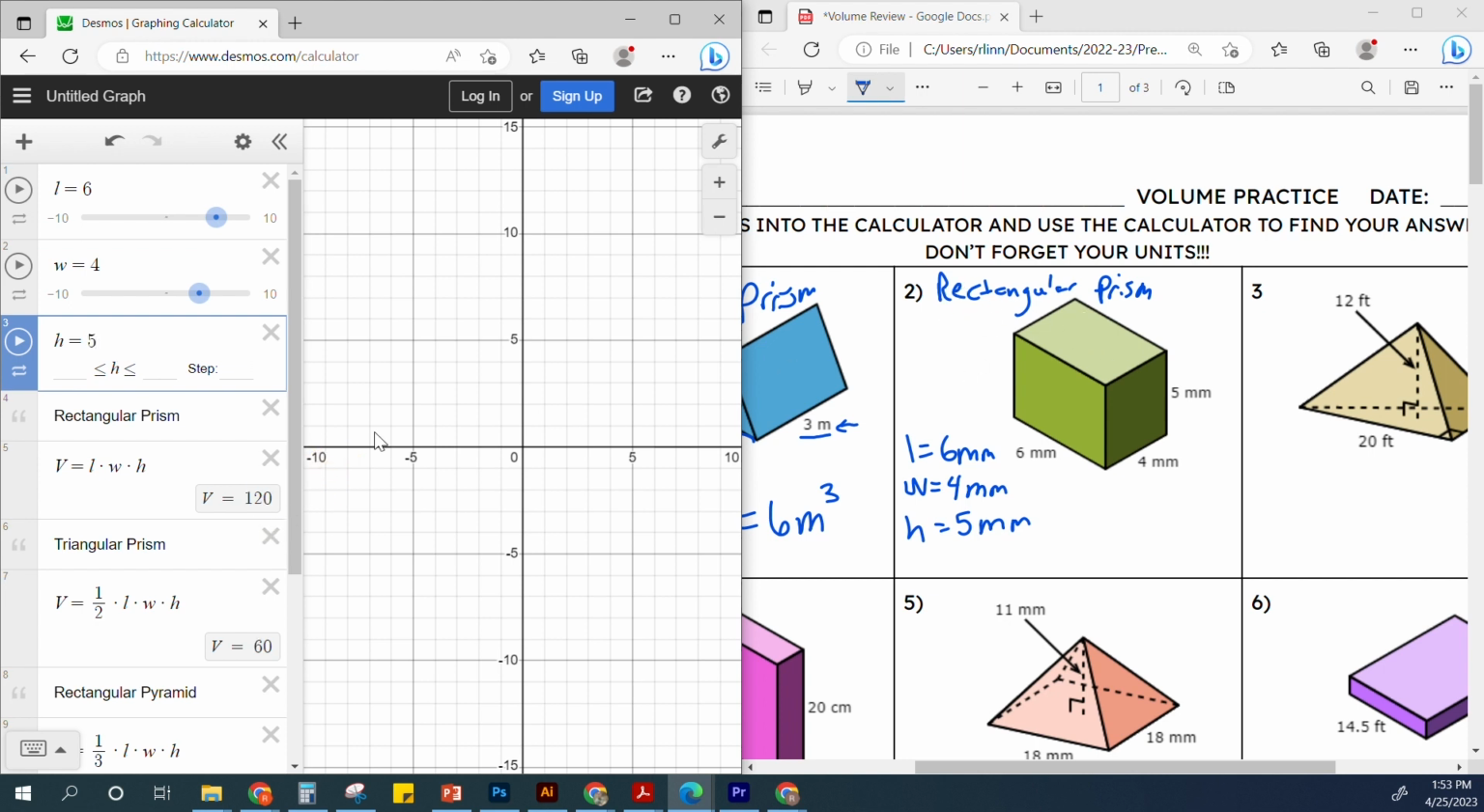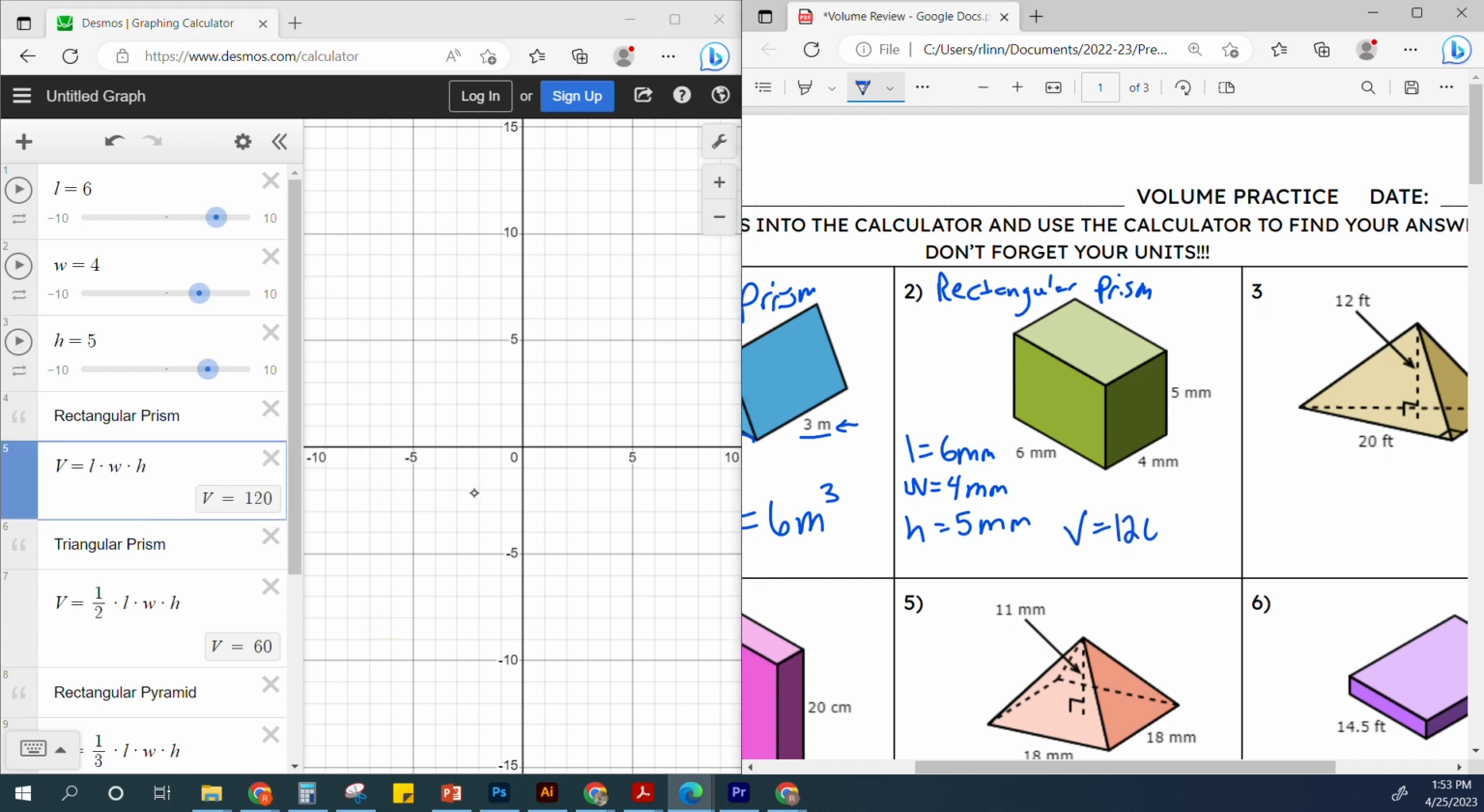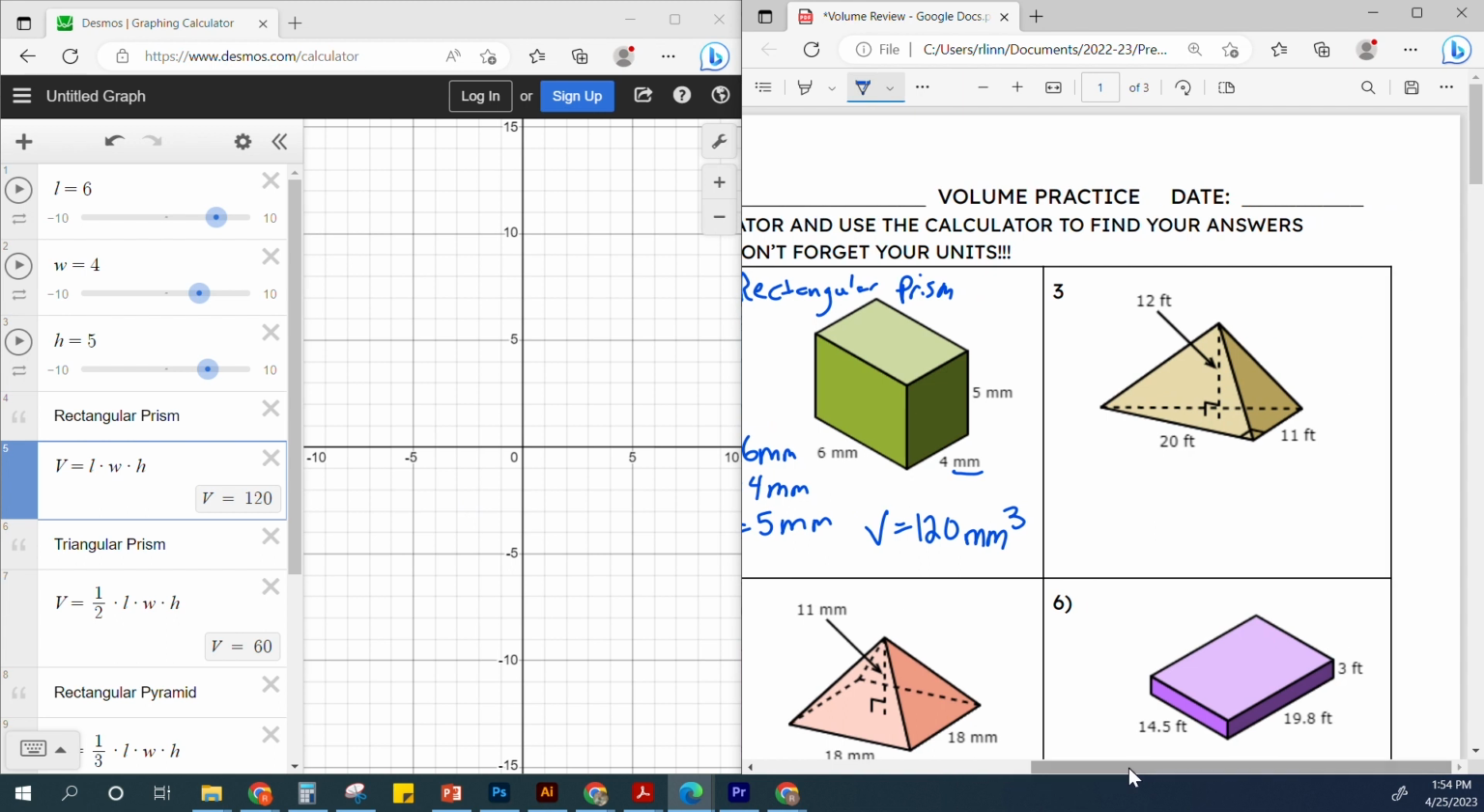So now I can see my rectangular prism has a length, width, and height of 6, 4, and 5, which gives me a volume of 120 right here. So our volume equals 120. But again, we're not yet done. We have to use our units. So 120 millimeters cubed. And then we're going to go ahead and do one more here together. And our last one that we're going to do is a pyramid. I see here that our pyramid has 3 sides on its base. So we have a triangular pyramid.